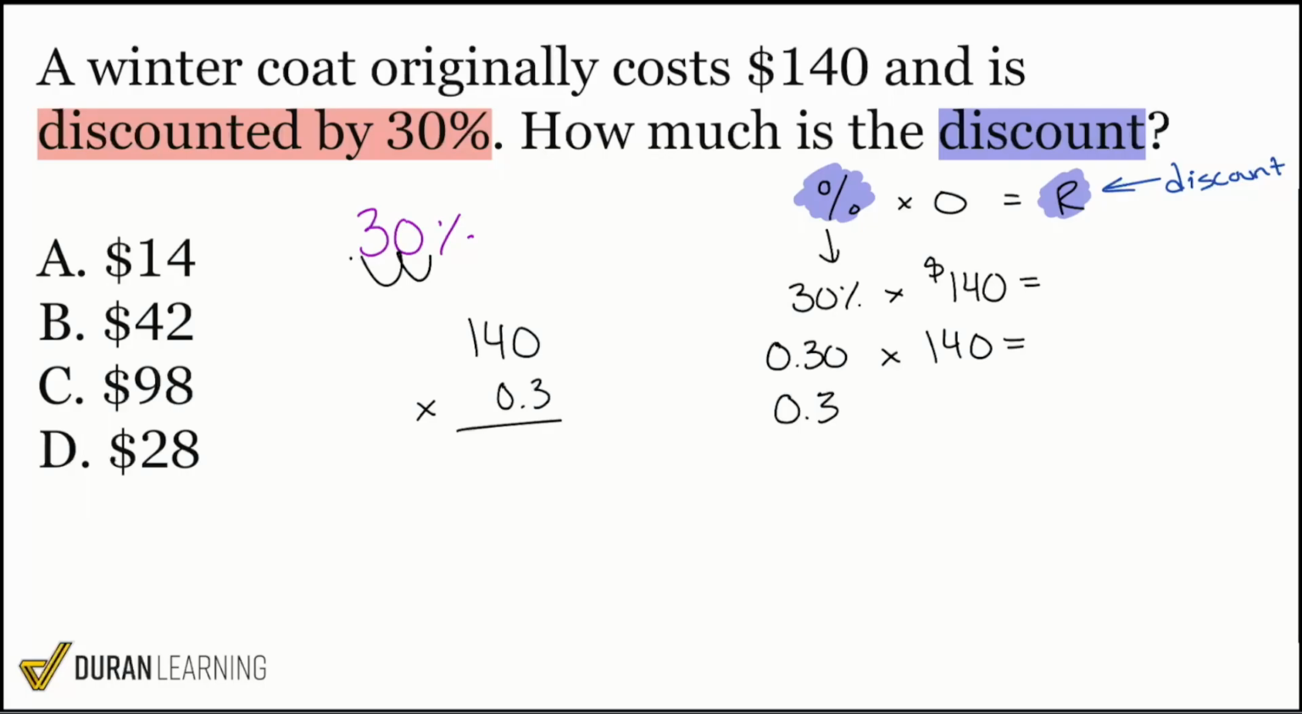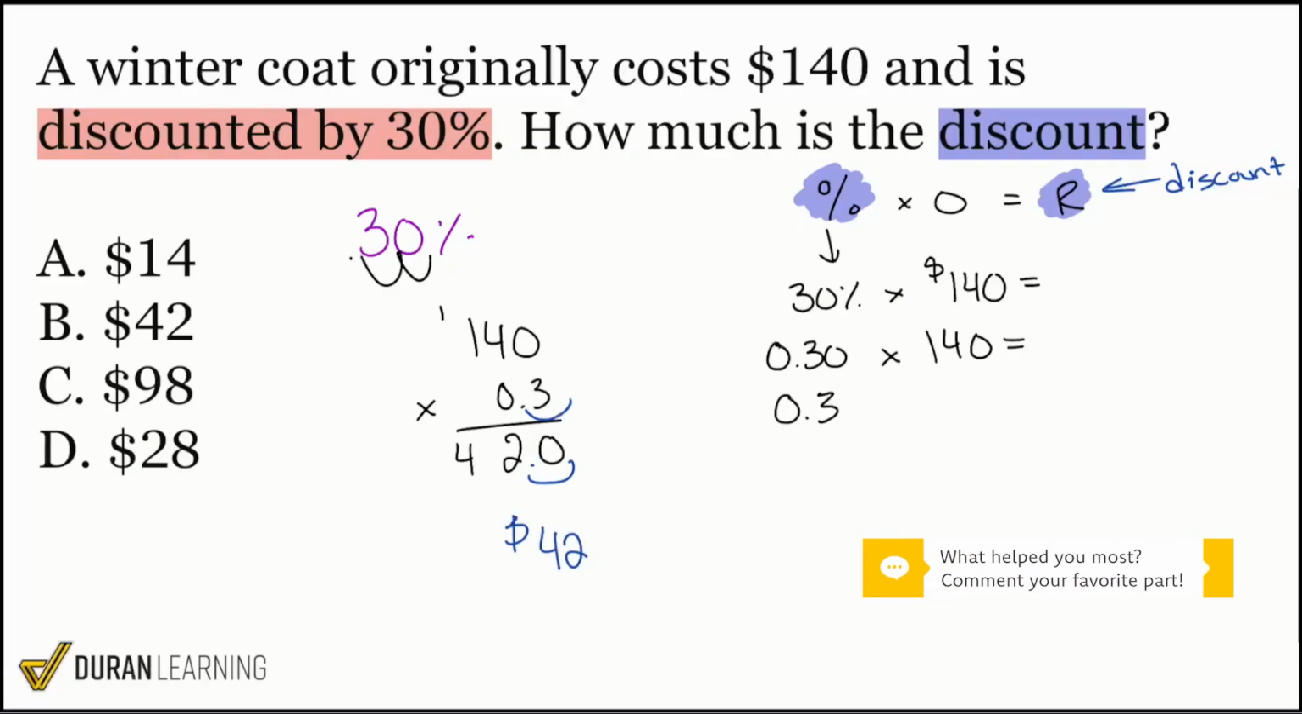Because once we do it, we have 0 times 3, 0. 4 times 3, that'll be 12. Carry that 1. And then we have 1 times 3, which is 3. Carry the 1 is 4. So we have 420 here, but when we take a look at the decimal places that we bring back, that's going to end up being 42. So there we are. The correct answer here, the amount of the discount is going to be B, $42.